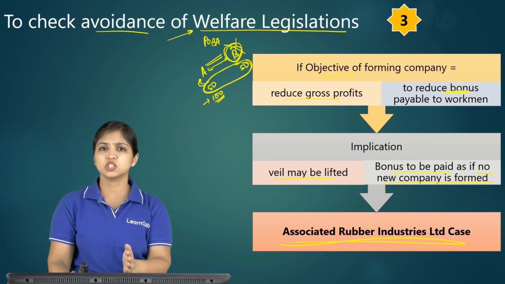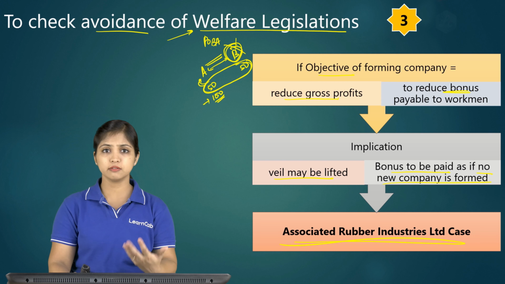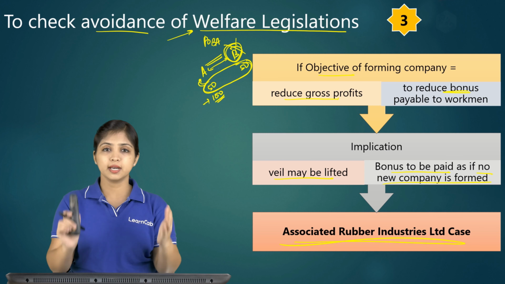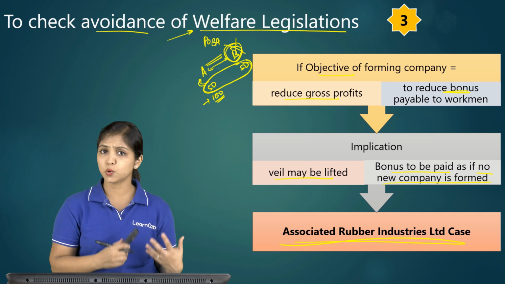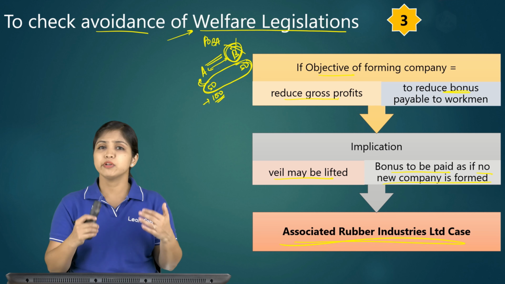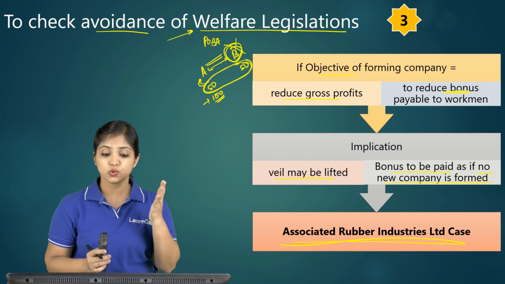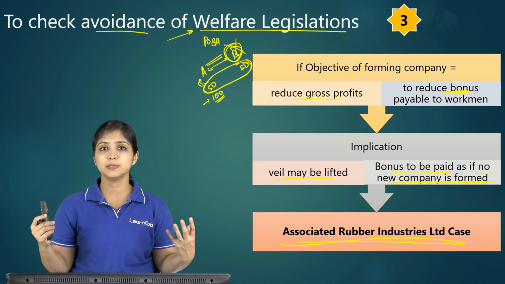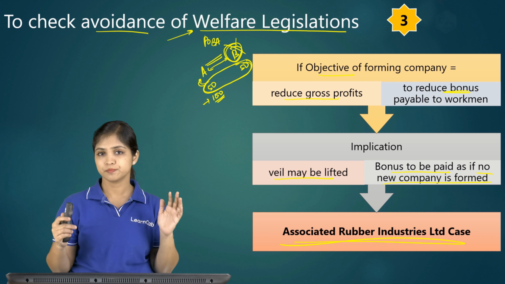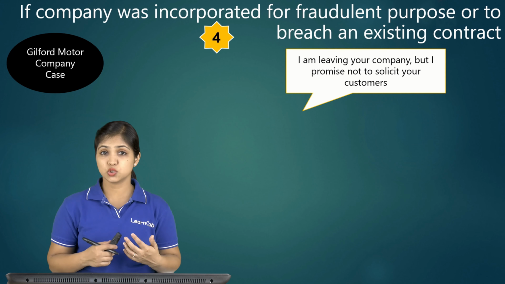Alright. So in the third situation, what has happened? What is the whole objective? Why are we creating a new company? We are creating a new company because we want to avoid a welfare legislation, an employee welfare legislation. For example, we want to avoid paying bonus. So even over here, the veil will be lifted and the shareholder and the company will be treated as one and the same person. Alright. So we've learned three situations.